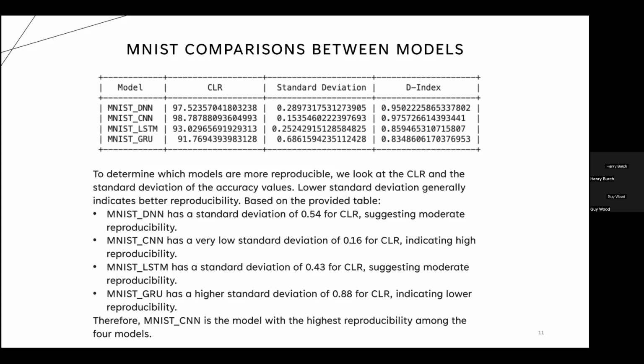Based on the provided table, the MNIST deep neural network has a standard deviation of 0.54 for CLR, suggesting moderate reproducibility. The CNN has very low standard deviation of 0.16 for CLR, indicating high reproducibility. The LSTM model has a standard deviation of 0.43 for CLR, suggesting moderate reproducibility. And then finally, the GRU model has a higher standard deviation of 0.88 for CLR, indicating lower reproducibility. Therefore, as we can see from these results, the CNN is the model with the highest reproducibility among the 4 models.